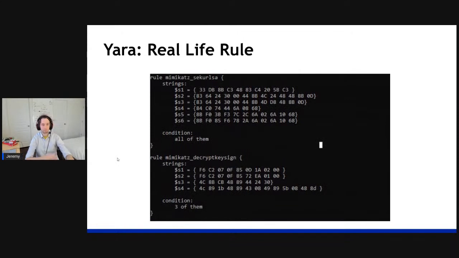So another rule. These are two rules trying to find signs of the Mimikatz exploit. This one is just straight up using patterns of bytes that it's trying to find within the file itself. This condition up here is trying to find, if it finds all of these, that's an indication that the file is related to Mimikatz. This one down here has just 3 of them. So any of these 3 being found would trigger the rule.